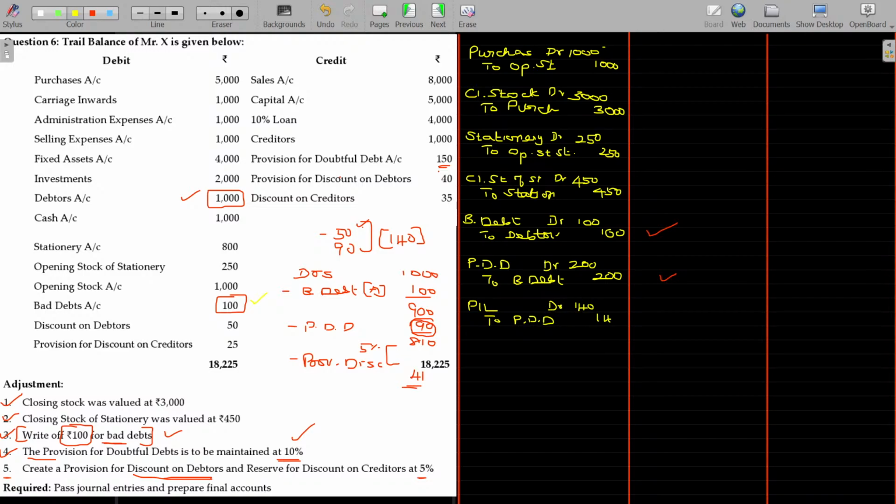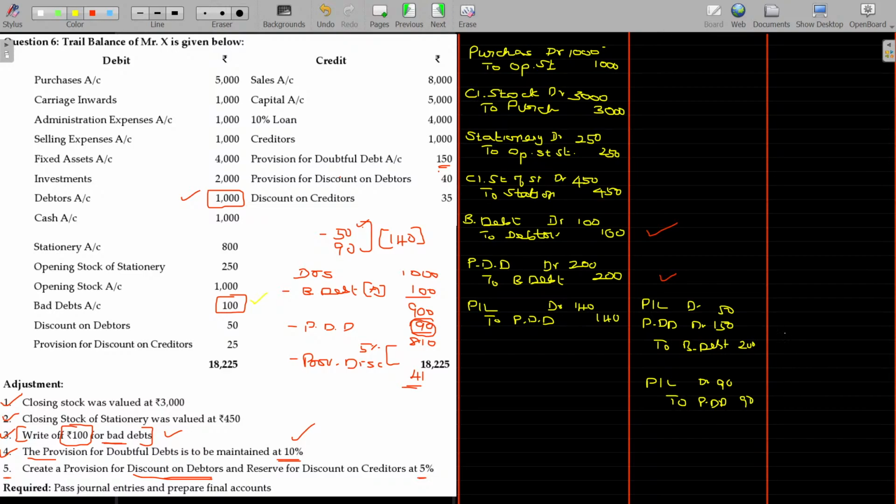Either you can pass this way or in the previous class we passed this way, right? So PDD account debit to bad debt. The bad debt here being 200 rupees, but we have the PDD in the beginning only 150. The shortage is debited to the P&L account. And for the next year's requirement being 90, further the entry being P&L account debit to PDD 90. In both the ways we can pass. No issues in that.